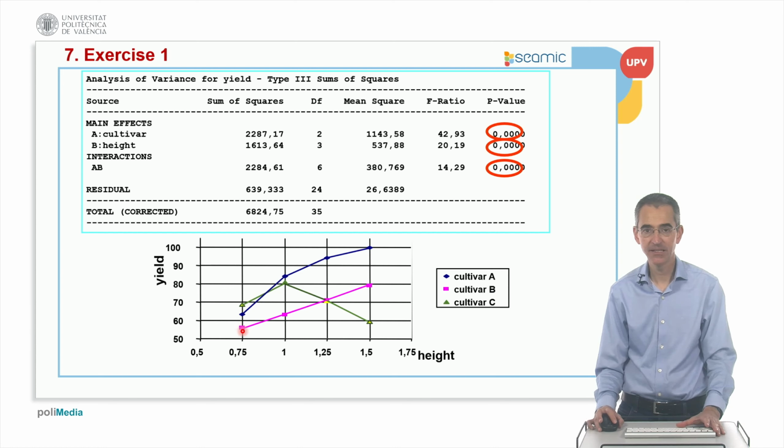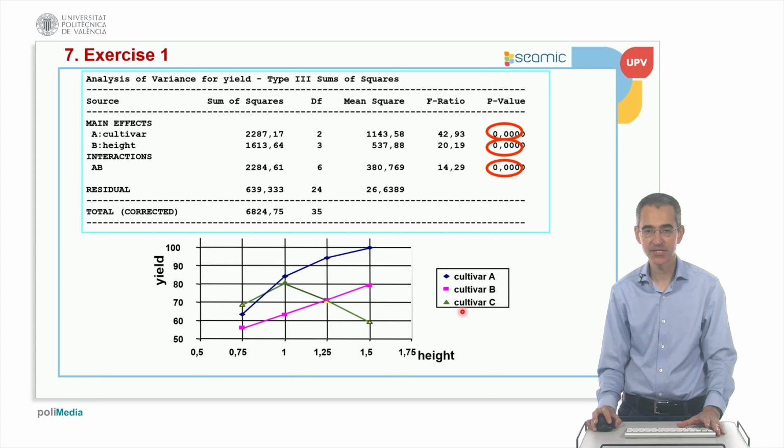So for cultivar B, we can see that there's like a linear effect. So when we increase the height, the yield increases progressively following a line. It means that it's just a linear effect. But for cultivar B, the effect is not exactly linear. It increases, but we can say that there's a slight negative quadratic effect. A positive quadratic effect would be like a curve on the opposite side, but this kind of curve in this direction corresponds to a negative quadratic effect.